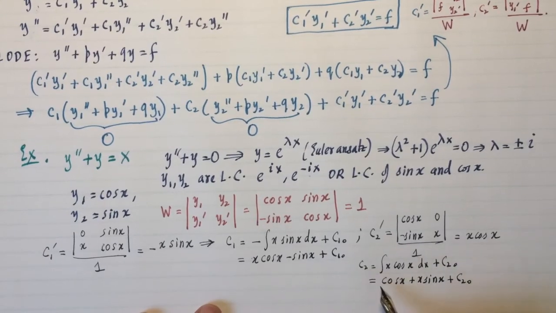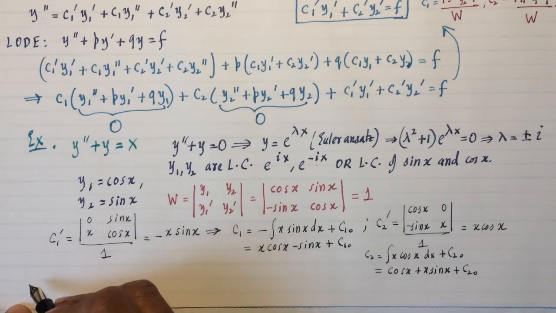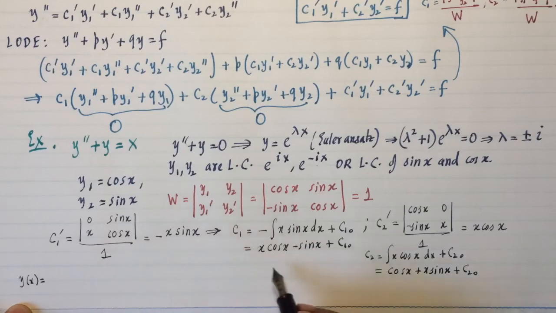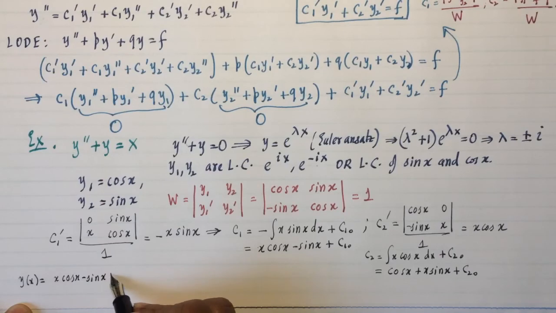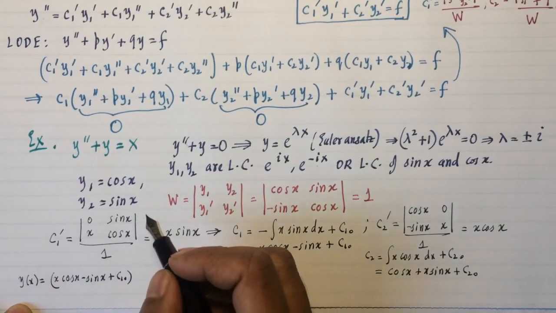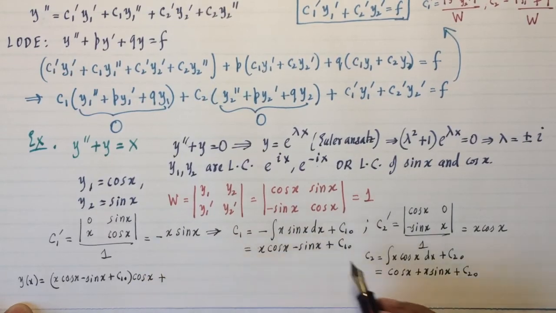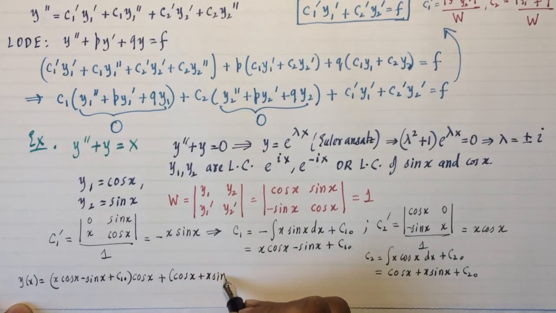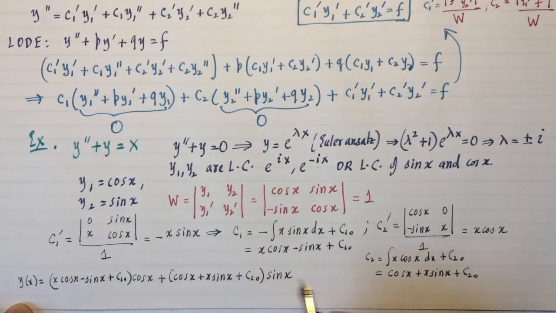Now that we have C1 and C2 as a function of x, we can put back and see what the full solution looks like. It's worth looking at that. The full solution, y of x, would be C1 of x, which is this thing here, times cosine x, the first solution, plus C2 of x, which is cosine x plus x sine x plus C2 naught, times the second solution, which is sine x.